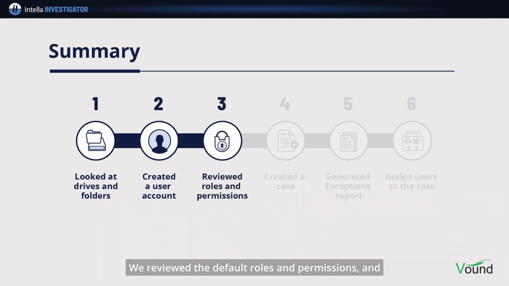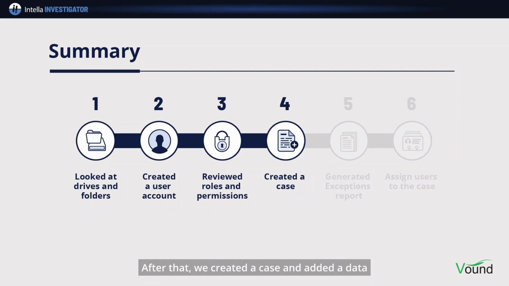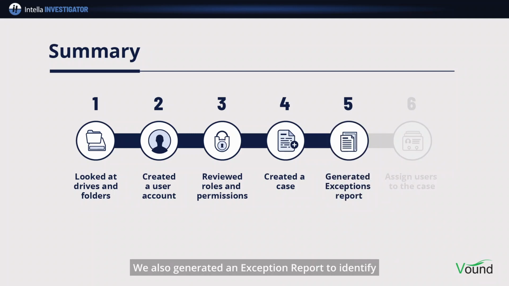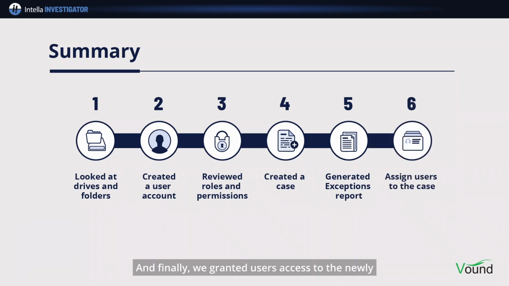We reviewed the default roles and permissions, and how to create custom roles like translator or privacy officer. After that, we created a case and added a data source, walking through the indexing wizard step by step. We also generated an exception report to identify any items that failed processing. And finally, we granted users access to the newly created case, and we changed the sharing status to active.